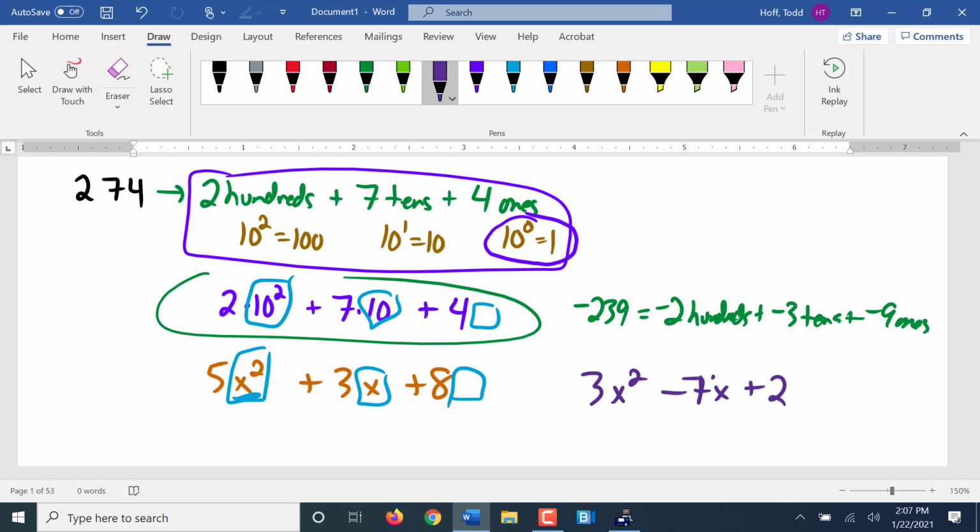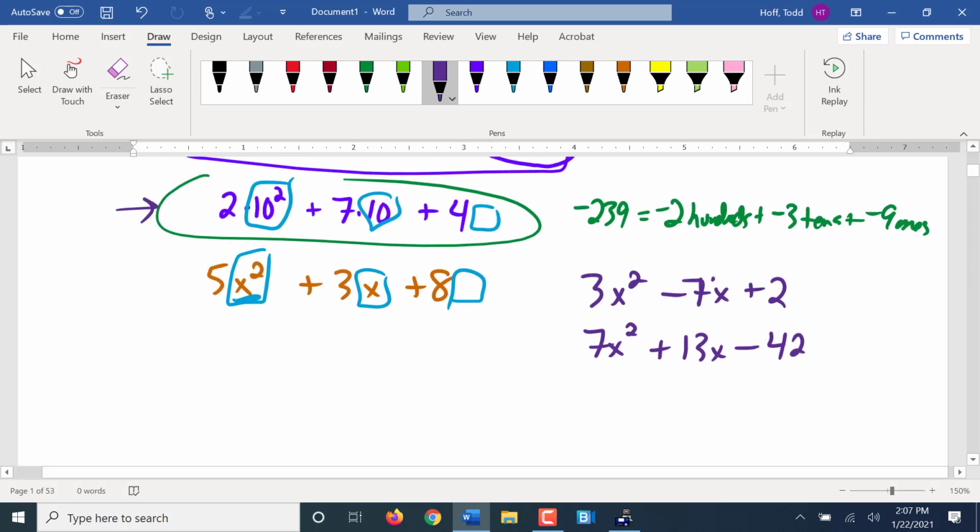Also, in our base 10 whole numbers, we can't have any digits that are bigger than 9, otherwise we carry them over. In our algebraic numbers, we can have 7x squared plus 13x minus 42 if we want to. We're not held to each digit being no bigger than 9.